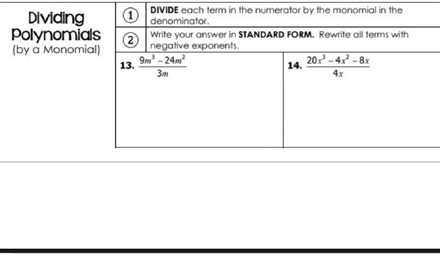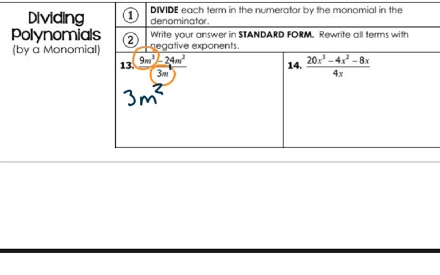I'm going to write all terms with negative exponents. So sometimes when we get a fraction, we're going to rewrite it with negative exponents to create a polynomial. So first we're going to look at the first term in the numerator, and we're going to divide it by the term in the denominator. So 9m to the power of 3 divided by 3m is going to give me 3m squared. Remember, this m right here has exponent 1, so we're subtracting exponents. 3 minus 1 equals 2.